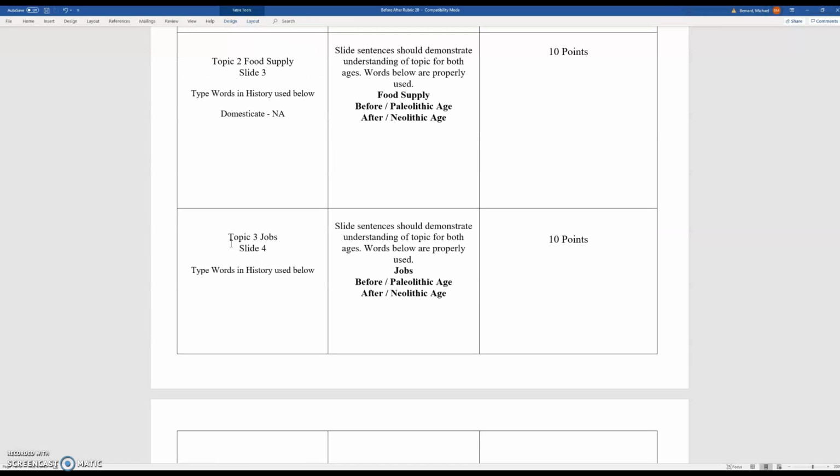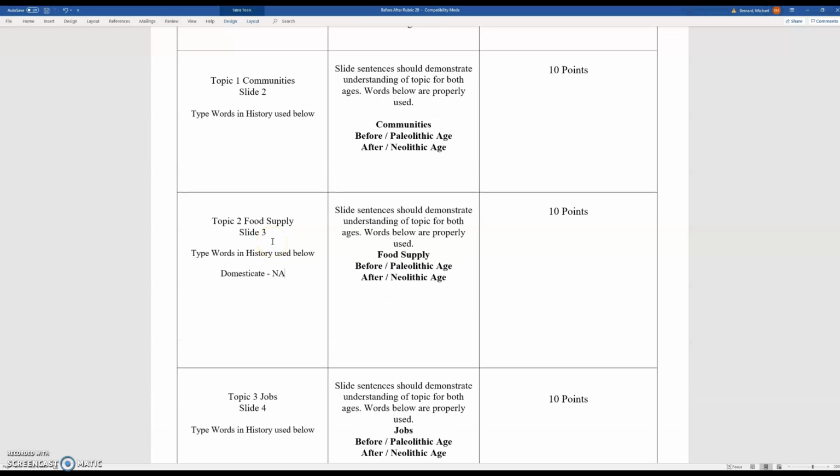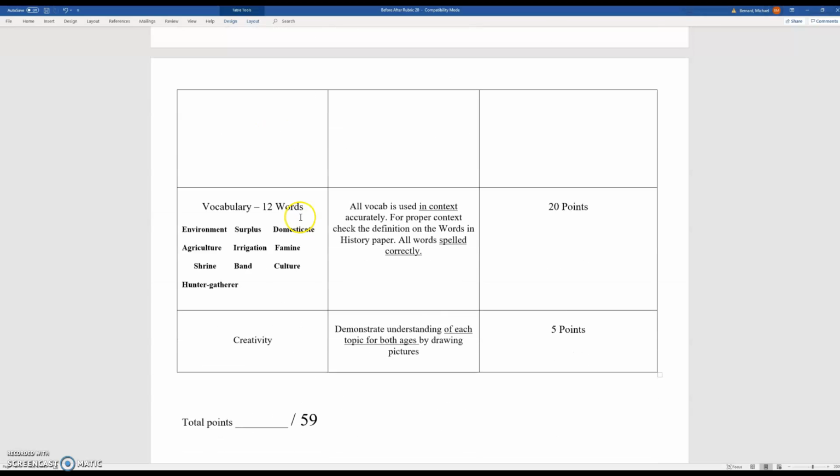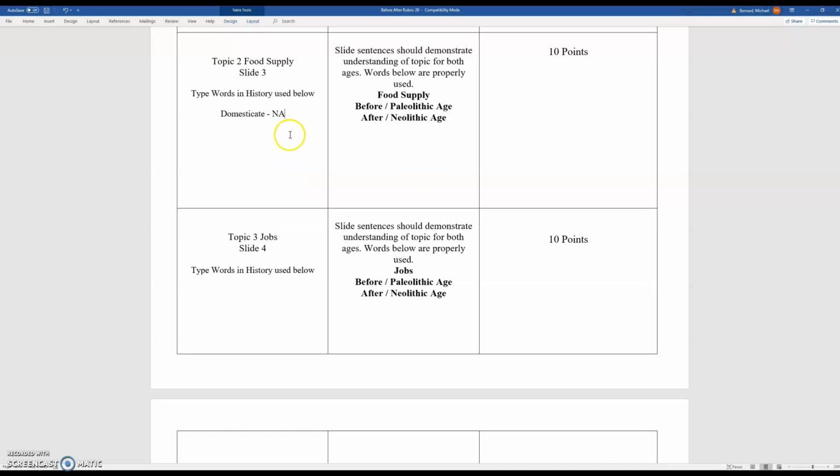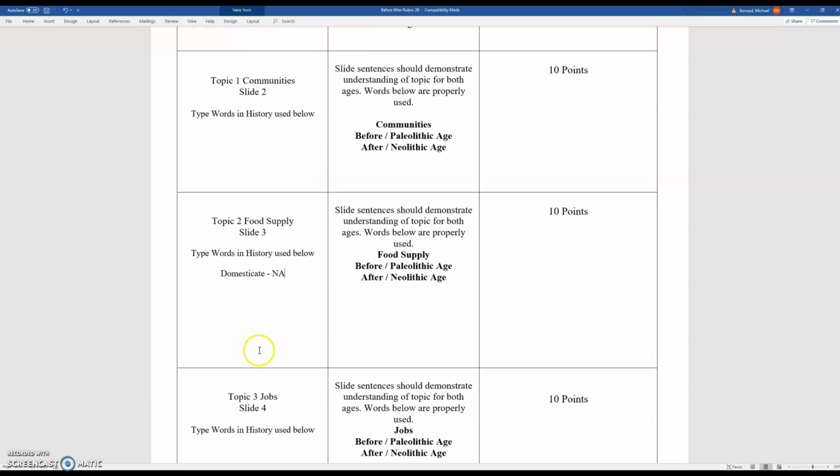Now, you don't have to use a word in every single topic. In other words, you don't have to. If you can't think of any words to use in communities, that's fine. As long as you use all 12 words somewhere in these slides, you'll get credit for it.